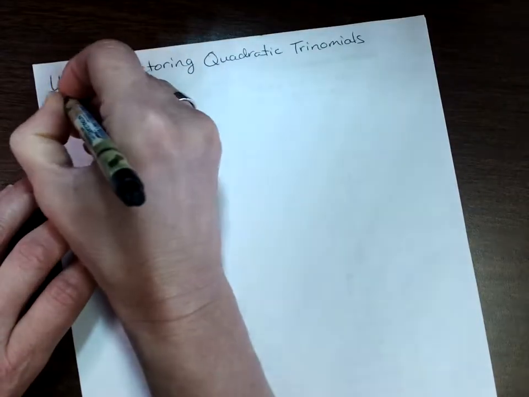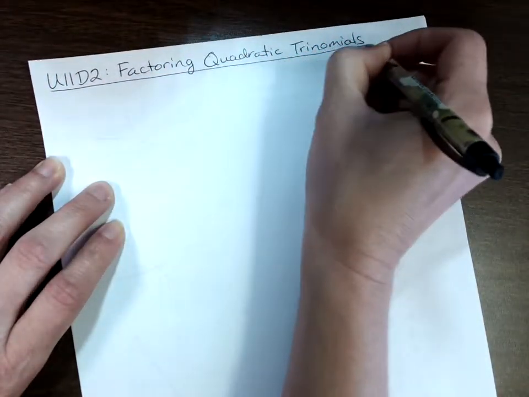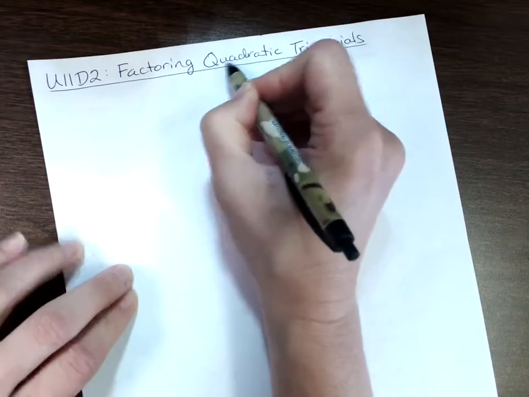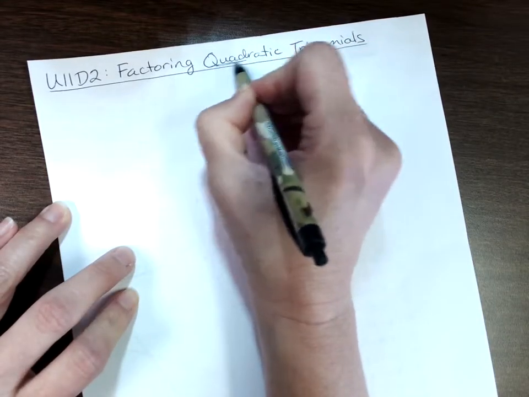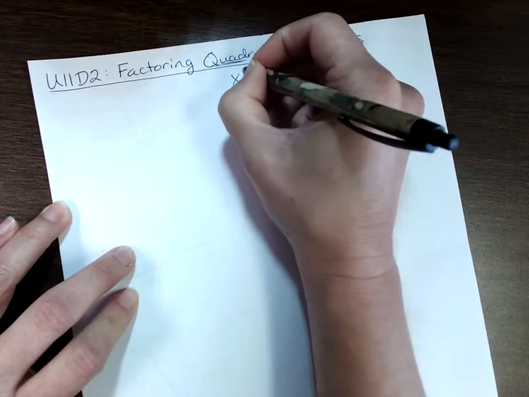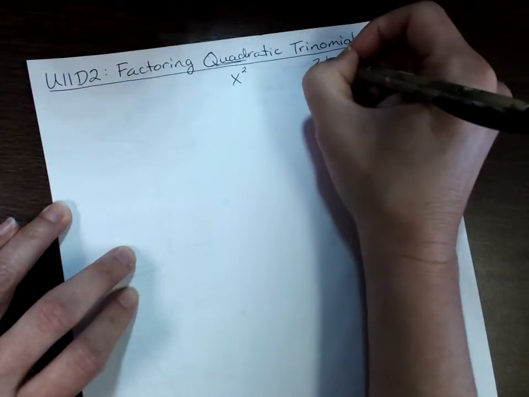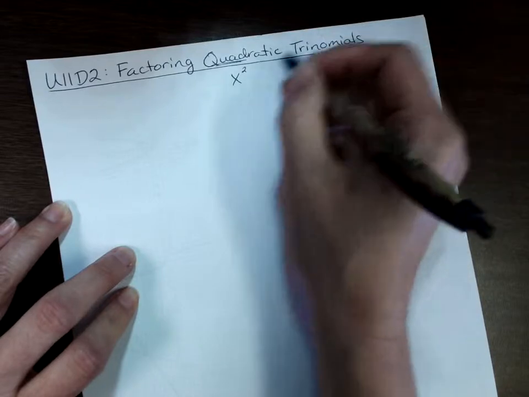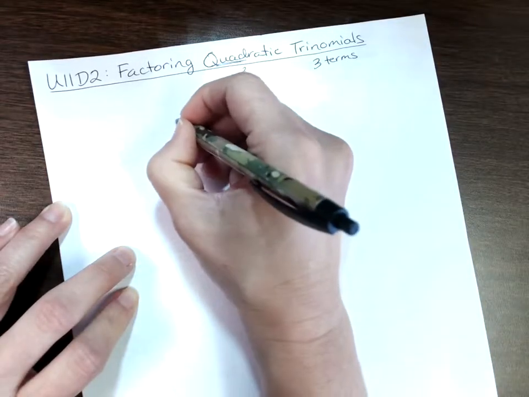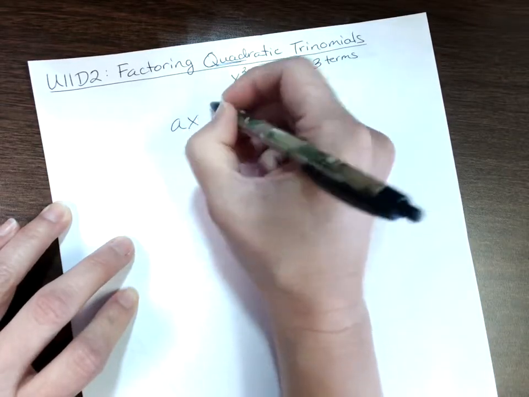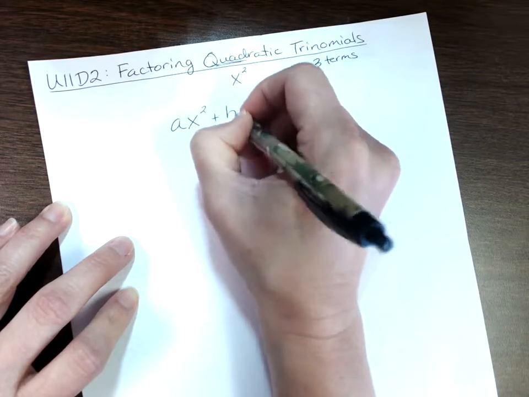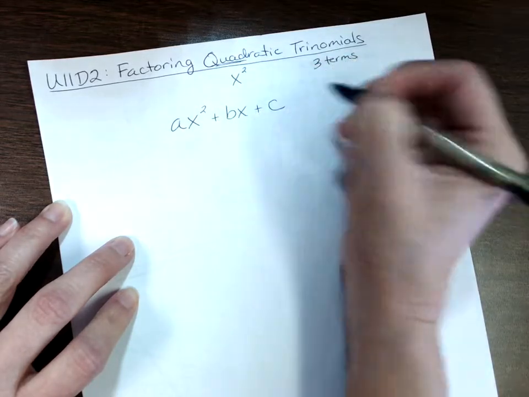Okay, so we've talked about quadratic trinomials before. Quad means four sides, means a square. So quadratic is anything where the highest exponent is a 2. So we've had x squareds. Trinomials means 3 terms. So the standard form for a quadratic trinomial that you've seen many times by now is ax squared plus bx plus c.